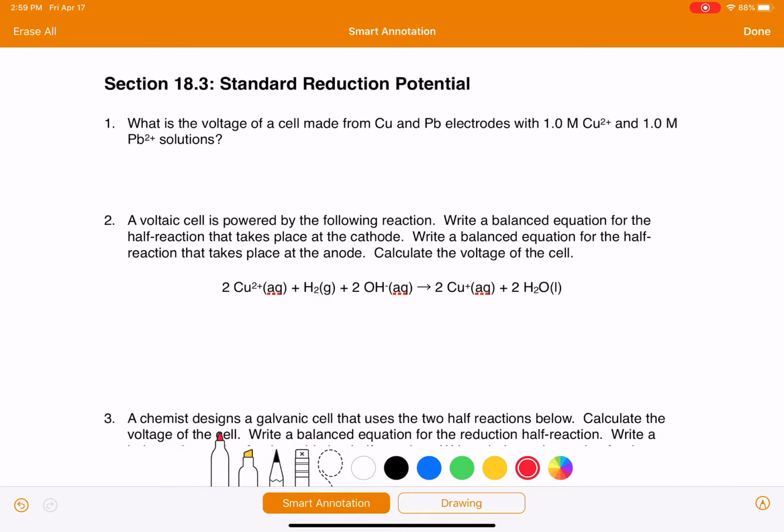Now we're ready to solve all kinds of tricky problems like we have on this worksheet, 18.3. They're actually not going to be tricky for us at all. Before we get started on this worksheet, let's write down the important stuff that we have.